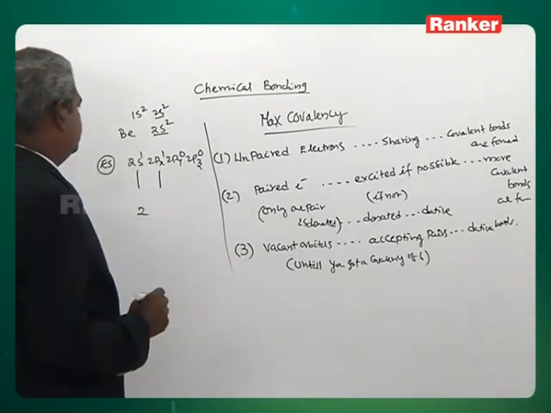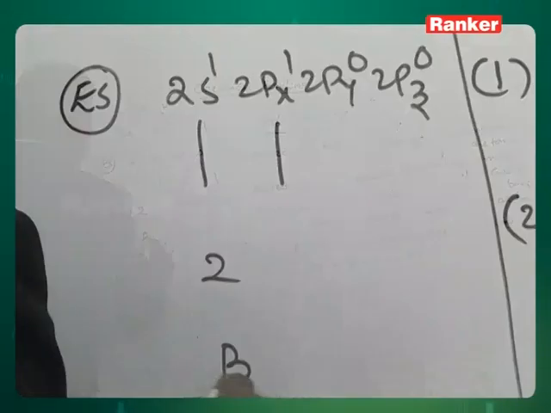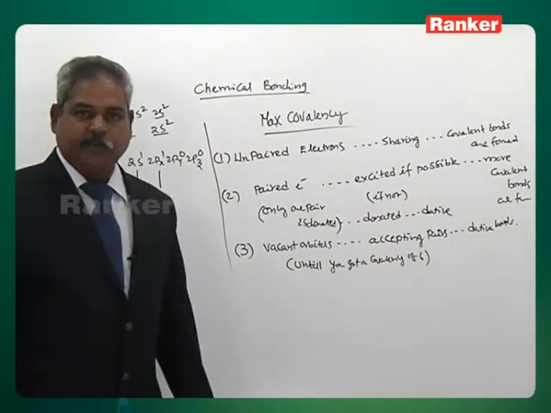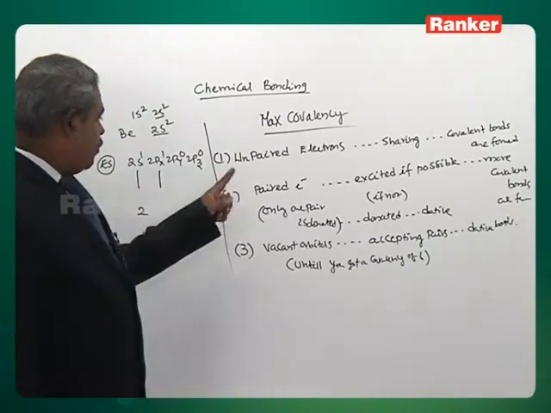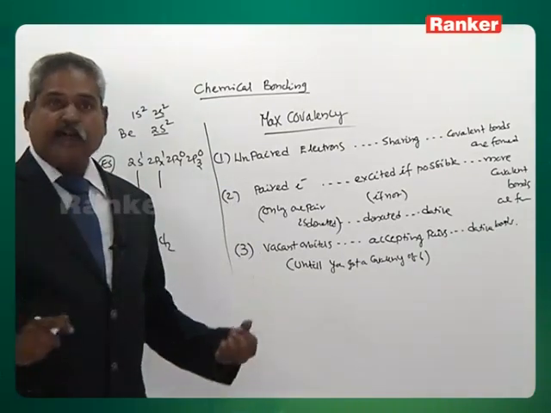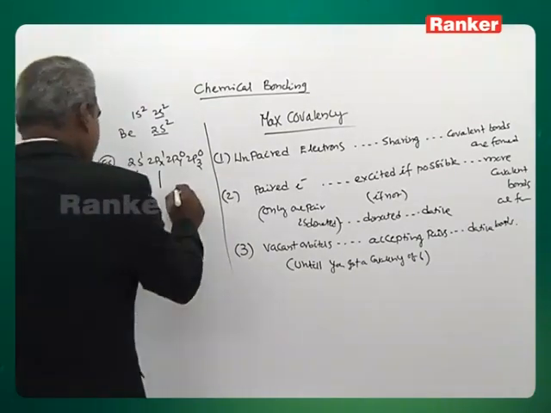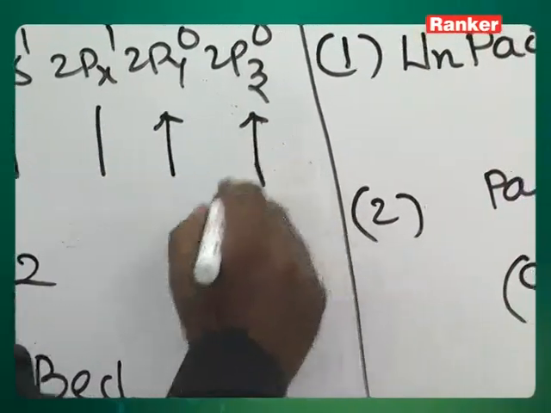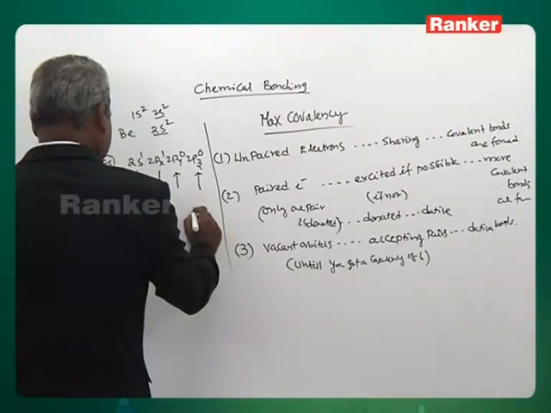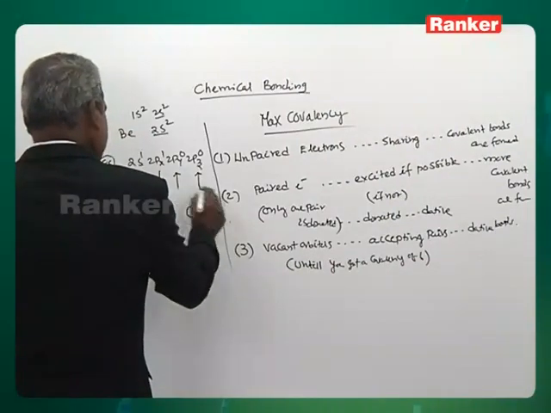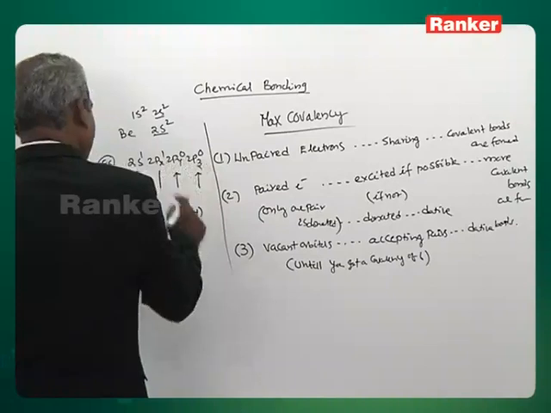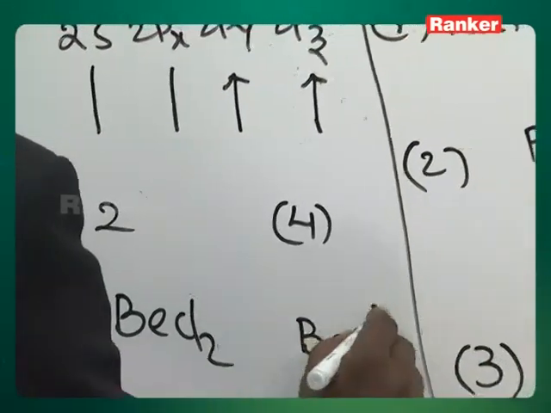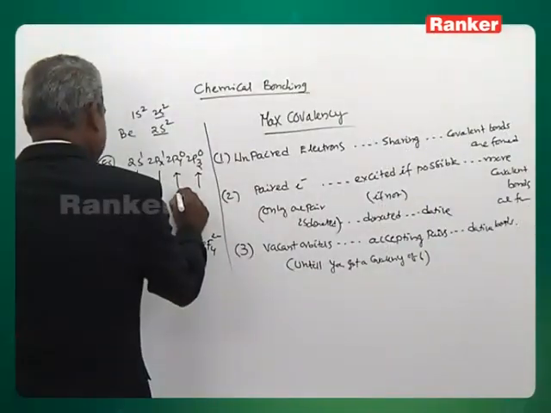And what else can it do? Beryllium forms 2 bonds, for example BeCl2. And what else can it do? It has got vacant orbitals. So if someone donates a pair of electrons, it becomes ready to accept, and it becomes 4. So it will accept 2 more pairs, as in BeF4 2-. It has accepted 2 pairs.